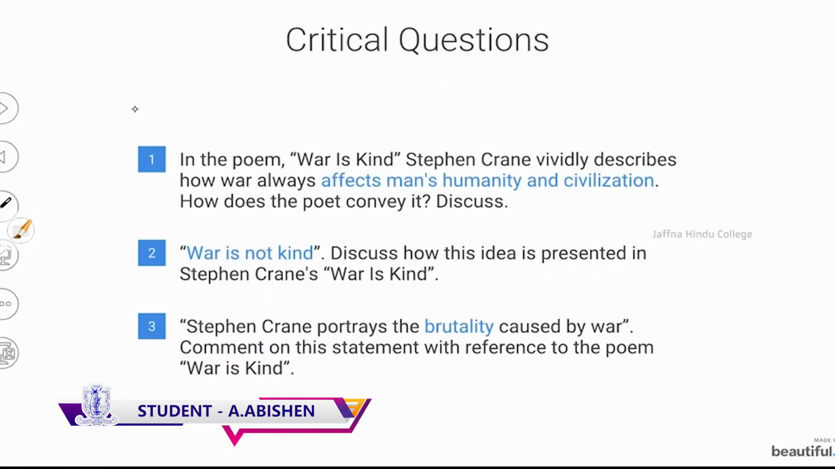So the last one, the critical questions. In the poem War is Kind, Stephen Crane vividly describes how war always affects man's humanity and civilization. How does the poet convey it? So first of all, we want to know about these keywords: affects man's humanity and civilization.